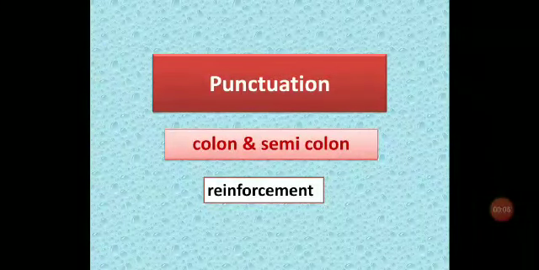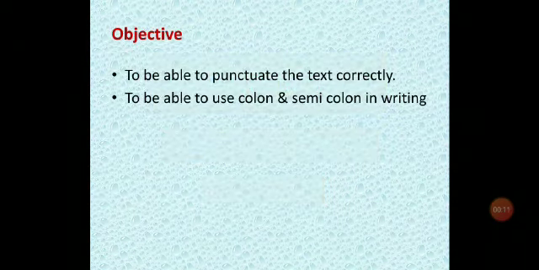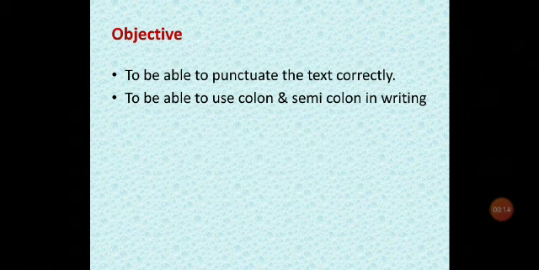How is everyone? Today we are going to do the punctuation and our topic is colon and semicolon. So these are the learning objectives for our today's lesson: to be able to punctuate the text correctly, to be able to use colon and semicolon in writing.